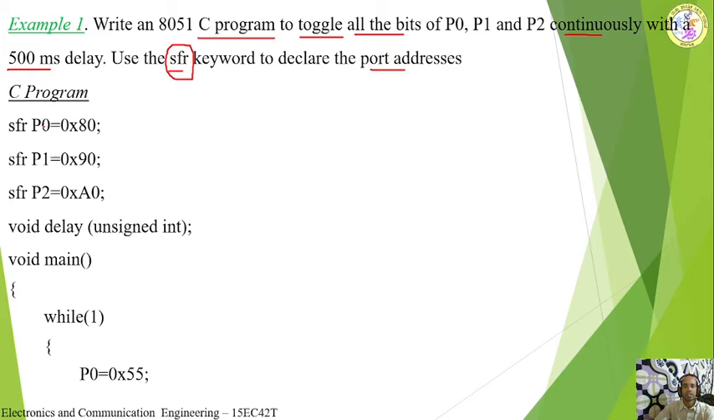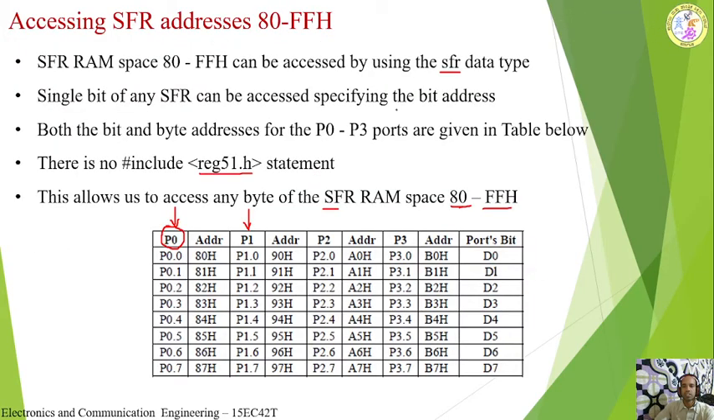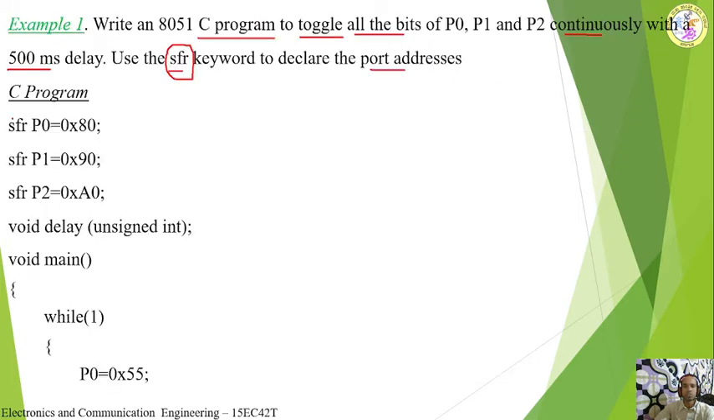Next. So here, as we know, the reg51.h statement is not required whenever we use the SFR keyword to access the SFR registers. So there is no header file here. I will declare SFR port 0 is equal to 0x80, SFR port 1 is equal to 0x90, and P2 is equal to 0xA0.